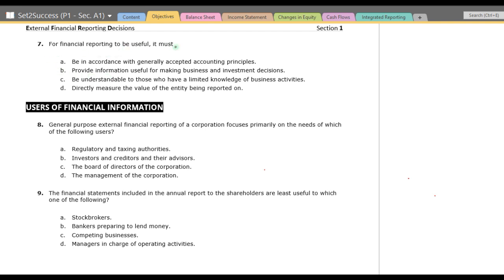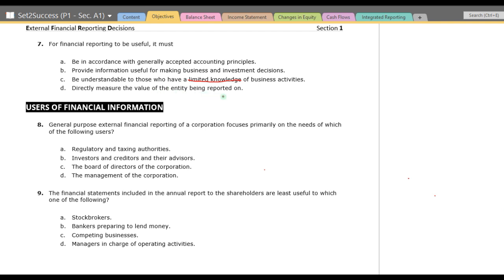For financial reporting to be useful, it must be in accordance with generally accepted accounting principles. No, there are circumstances that may permit departure from GAAP. So it is not necessary that general purpose or external financial reporting should be in accordance with generally accepted accounting principles, because circumstances may permit departure from GAAP. Be understandable to those who have limited knowledge of business activities. No, we need some knowledge, and users who are willing to put in some effort to understand. We need some financial knowledge to understand what is there in the financial reports, not limited knowledge.